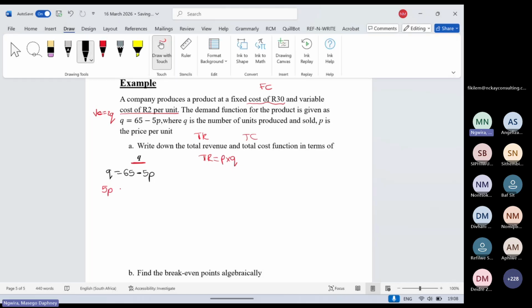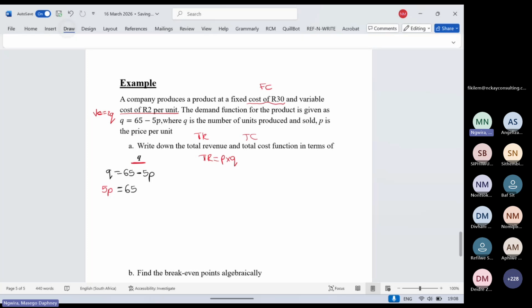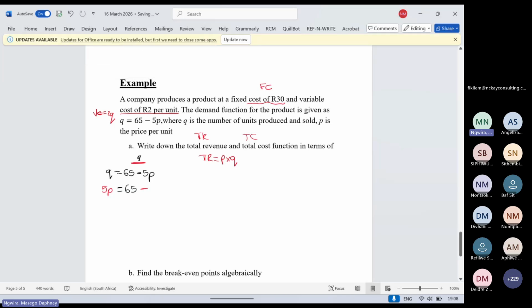And then, because I'm only swapping them, when I take Q to the other side, it's going to be a negative. This Q is positive, it's going to be a negative. Why am I doing this? I want to have my function as P is equal to. So now my function is 5P is equal to 65 minus Q.